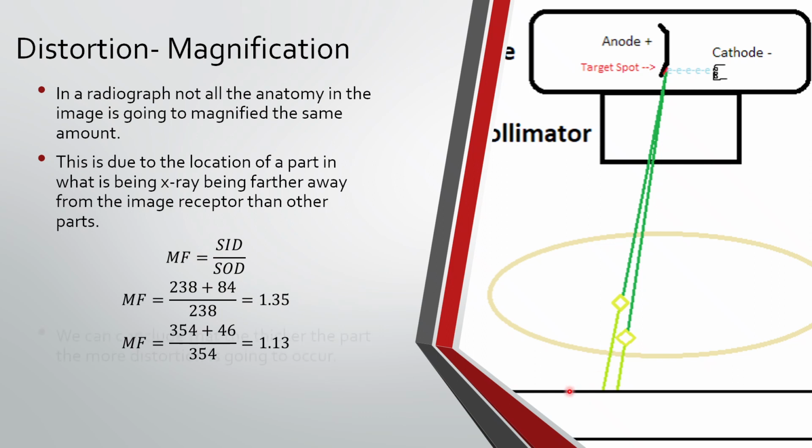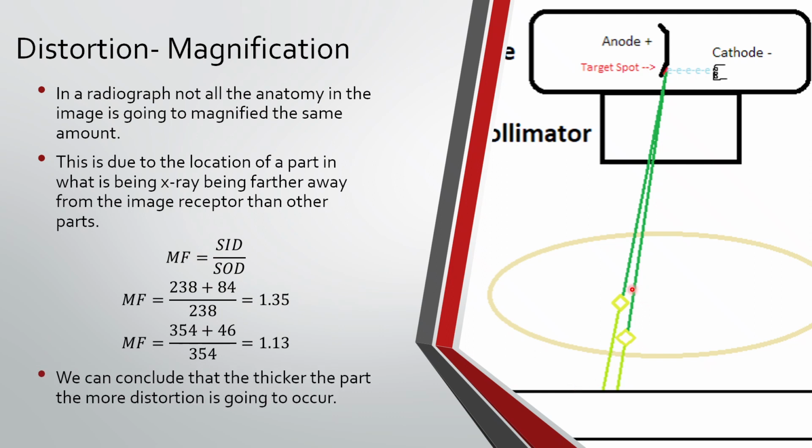All right, so from this we can conclude that the thicker the part, the more distortion is going to occur. Okay, the more thick, because there are more structures in here that are going to be more magnified. Whereas if the part's just really thin, like the part's only from here to here, it can only have this much of a variance in the magnification.